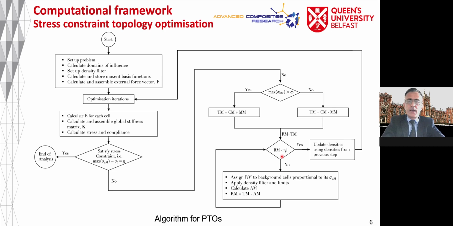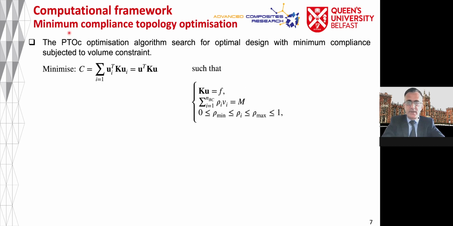For the PTOC, which is minimum compliance topology optimization, we search for the optimal design with minimum compliance subjected to the volume constraint. So this is how we calculate the compliance. You can calculate this based on each background cell, or you can calculate this for the global stiffness matrix and global displacement. And these are the constraints: the equilibrium condition, the volume constraint or mass constraint, and then this is the density, which is between 0 and 1. But we are using a minimum value just to avoid numerical complications.